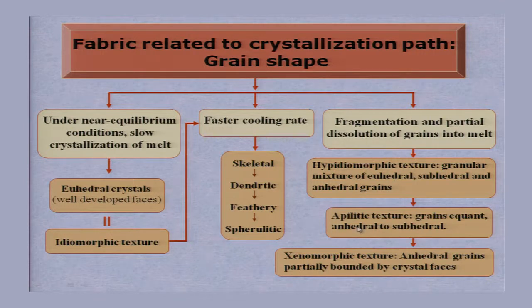The best example is aplitic texture. Aplitic grains are equant grains. Equant means they are equal size grains, anhedral to subhedral in shape. Another category is xenomorphic texture, where anhedral grains are partly bounded by crystal faces, and other crystal faces are not very well developed. So, partly developed, partly undeveloped crystal faces are present.